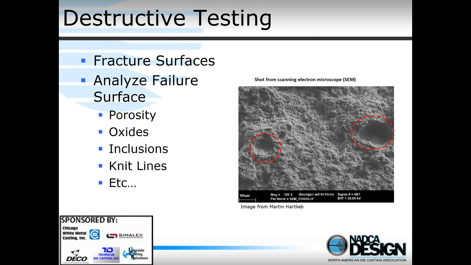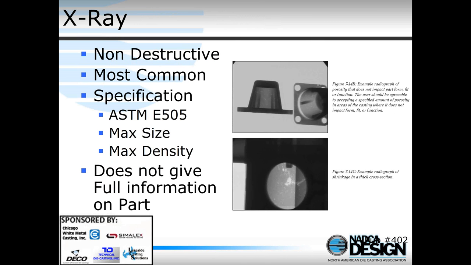Maybe we're doing some destructive testing. Maybe there's a functional test on the part that has to be done. So once the part's broken, we can look at the fracture surface, and the areas shown here in red are gas pores, clearly gas pores from how uniform they are, and again, that allows us to easily tell the source of the porosity.